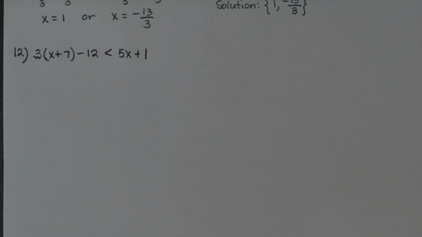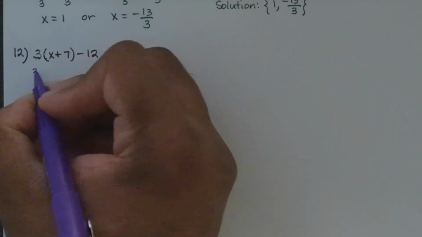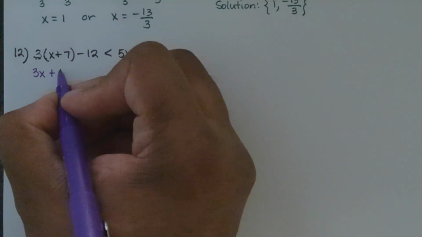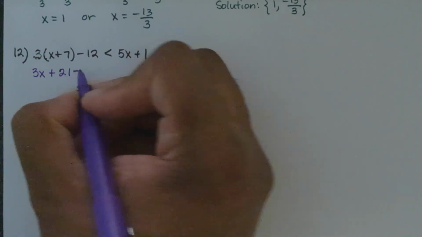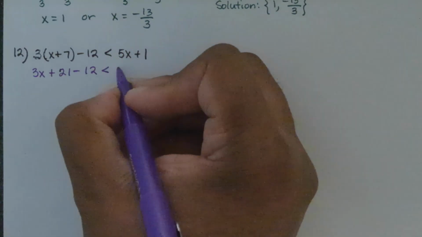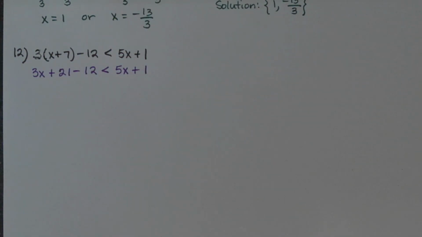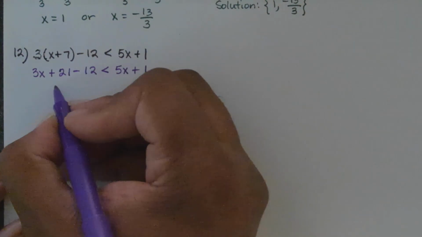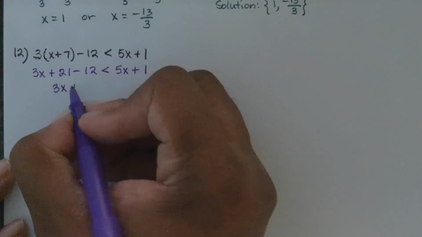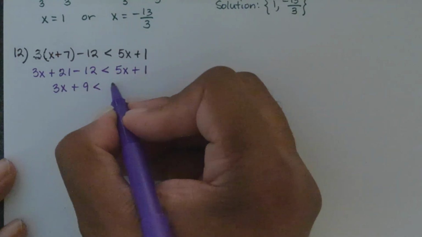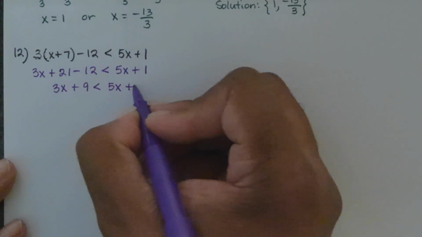Okay, so now let's go ahead and solve this inequality. If I distribute the 3 over the x plus 7, I would get what? 3x plus 21 minus 12, and then that's less than 5x plus 1. Now, combining like terms, what's 21 minus 12? 9. So I bring down the 3x plus 9 is less than 5x plus 1.